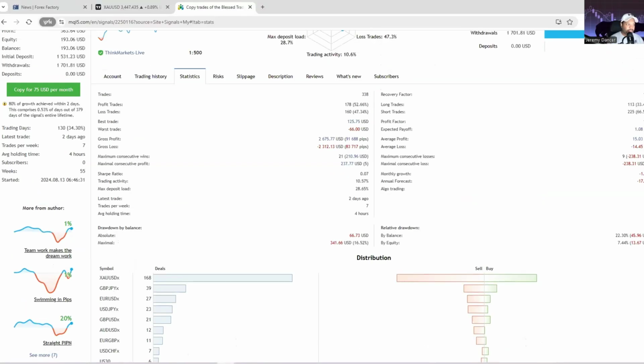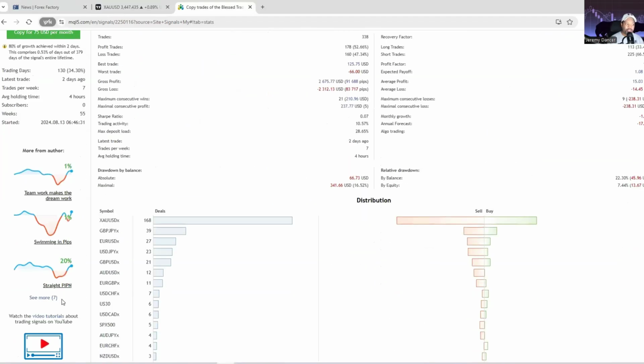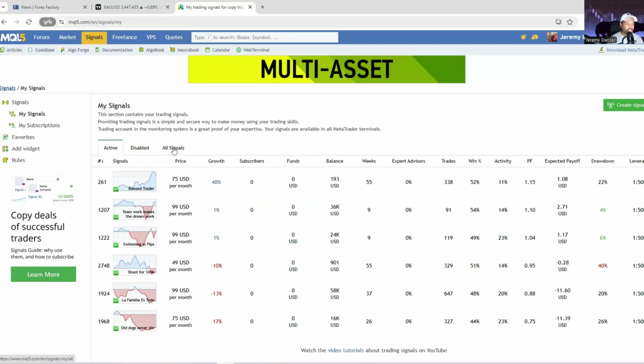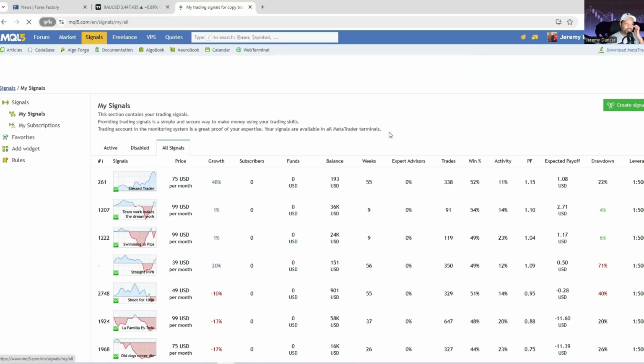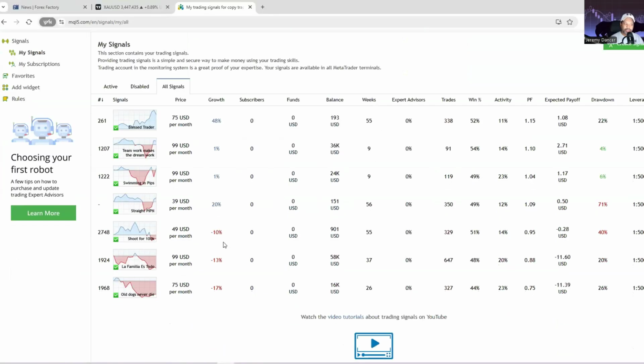So we're going to look at a couple of my accounts here, full transparency. So let's go ahead and click on see more. And then this way we can see all of my accounts. So if I click on my signals and then I click on all signals, we can see all of my accounts. So there are still a couple accounts that are in the red that I'm working through. It's just been a very difficult market. And let's look at this one right here.